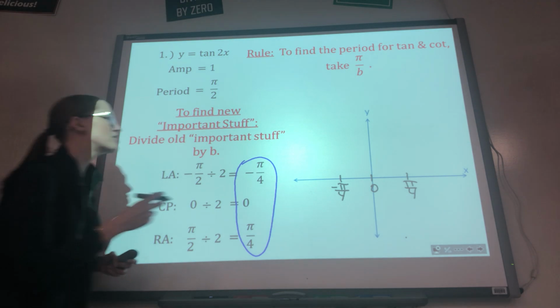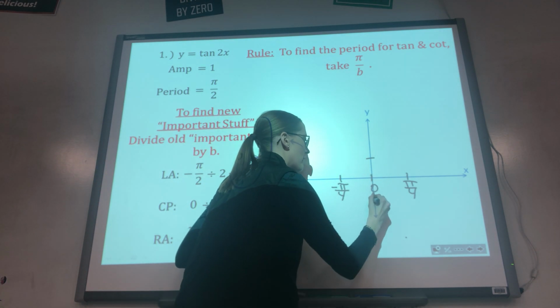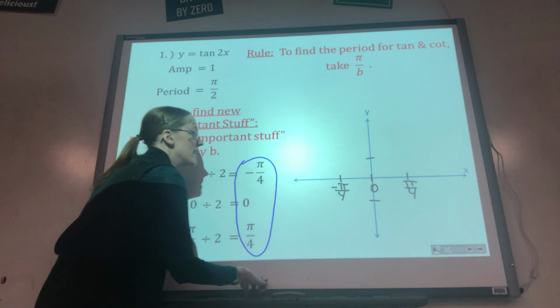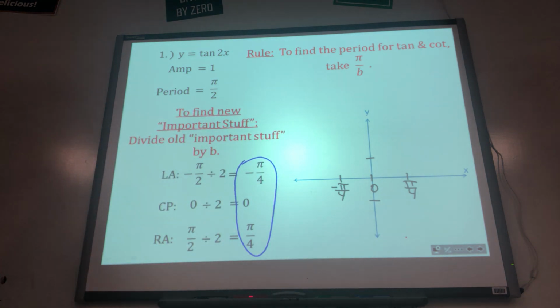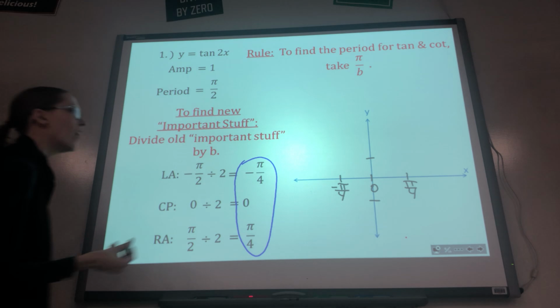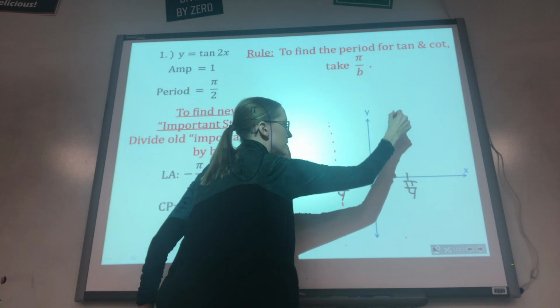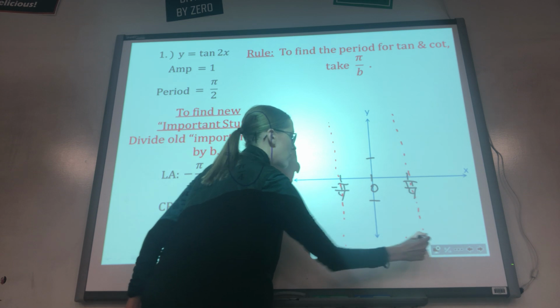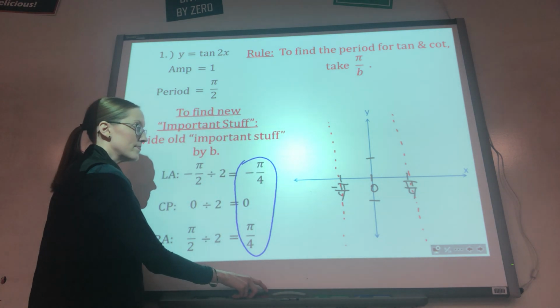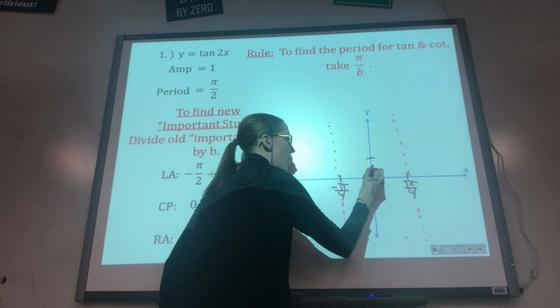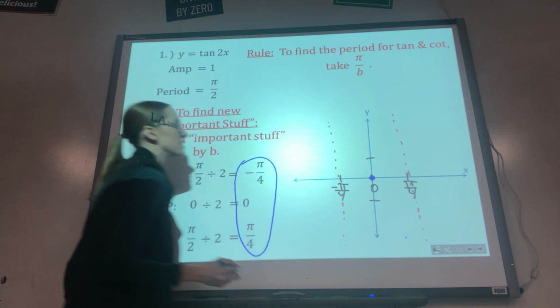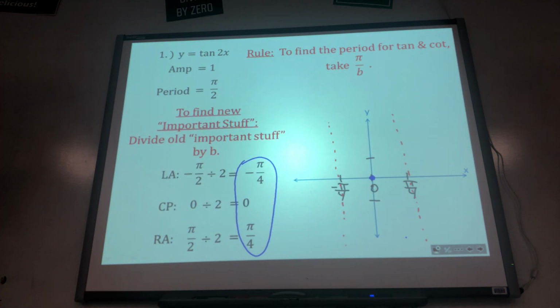Now, the amplitude is just 1. I'm going to go ahead and label that up here real quick. So, the points on the end are not points at all. They are asymptotes. So, we'll draw some dotted lines for that. Now, the 0 is the center point. So, it's exactly what that said, center point.